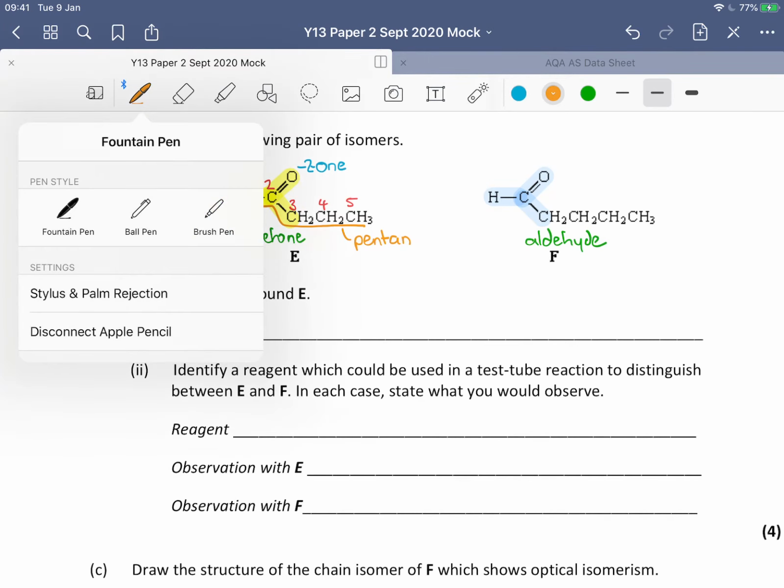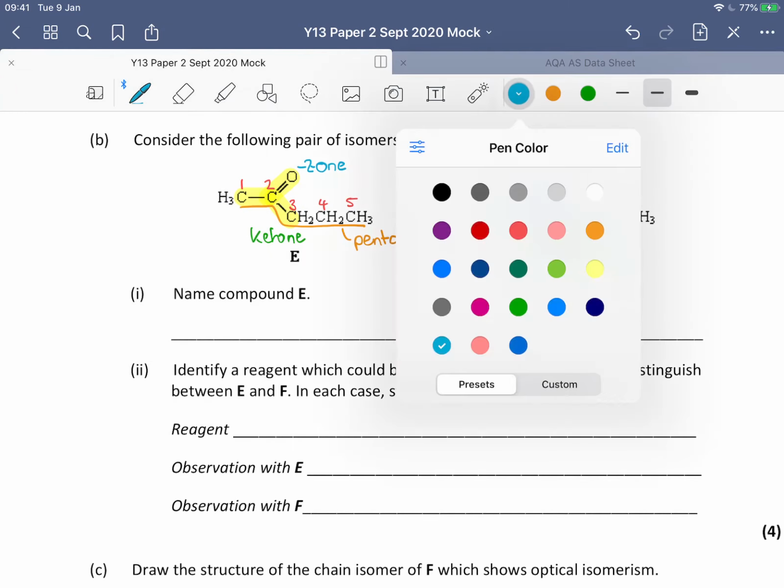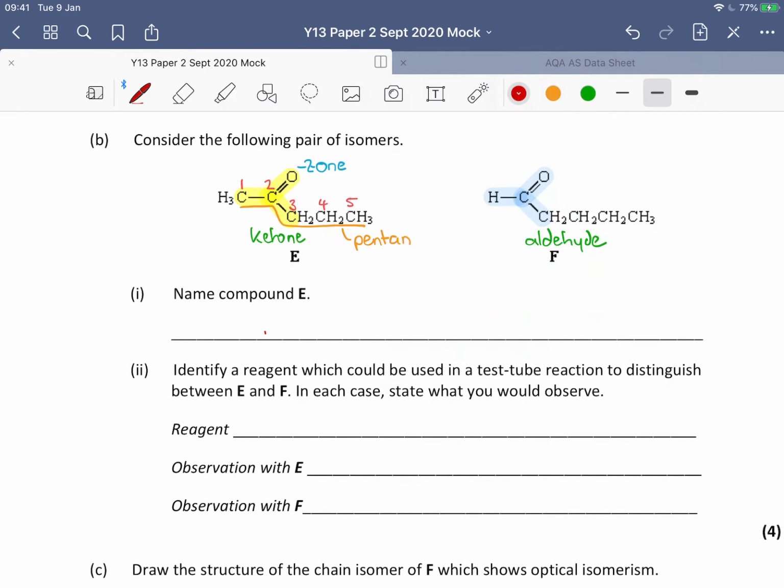So the name of the compound is pentan-2-one. So pent because there's 5 carbons, pentan because it's fully saturated. Then we're looking at the functional group, which is a carbonyl, but it's a ketone, sorry, so it's part of the ketone family, so it's one, but that carbonyl could have been on a different carbon and still been a ketone, so we have to make it clear it's the 2nd carbon, so it's pentan-2-one.